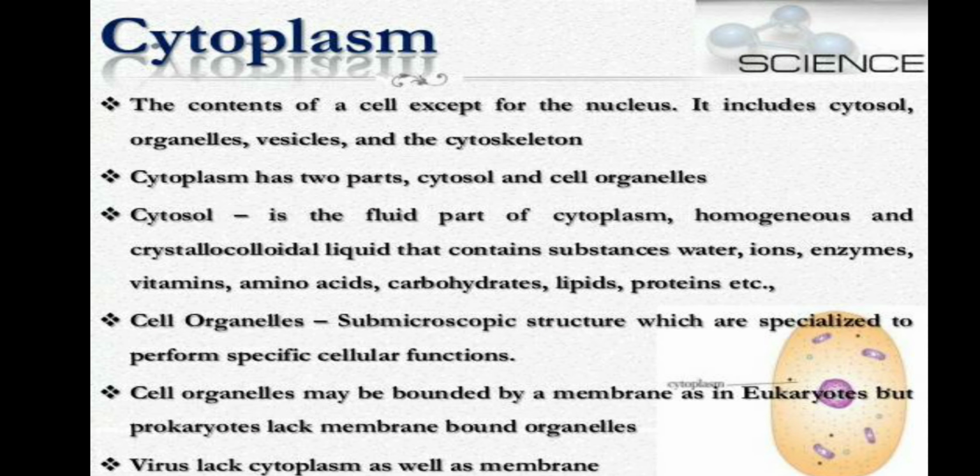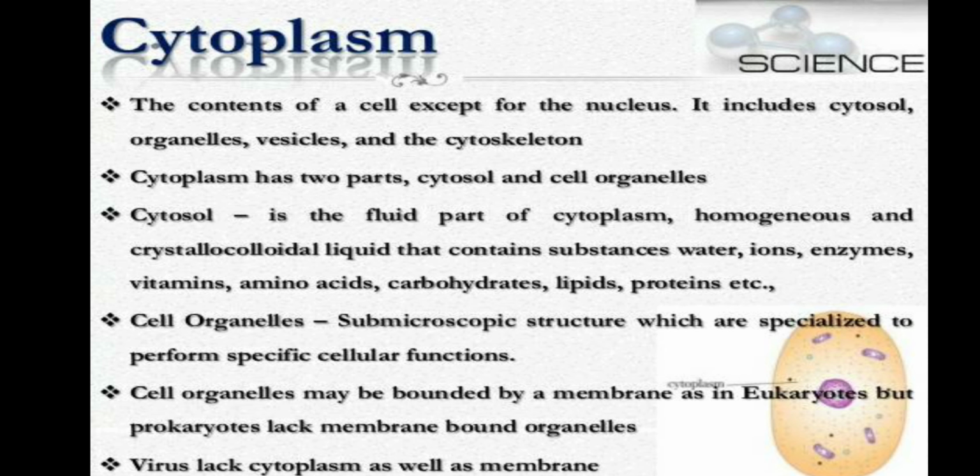So cytoplasm, what is cytoplasm? Cytoplasm is basically the jelly-like fluid substance which is present between the nucleus and the plasma membrane. Now this cytoplasm consists of two parts, cytosol and cell organelles. Cytosol is the fluid part, the liquid part which is suspended in the cell. It contains water, ions, enzymes, vitamins, amino acids, carbohydrates, lipids, and proteins. So this is the cytosol part, the fluid part of the cytoplasm.